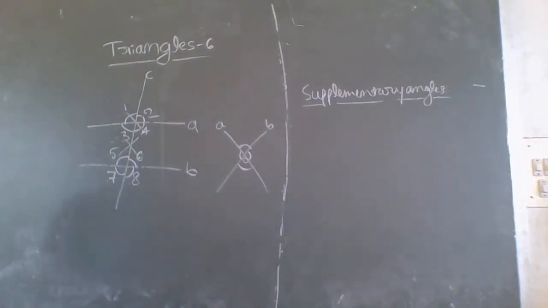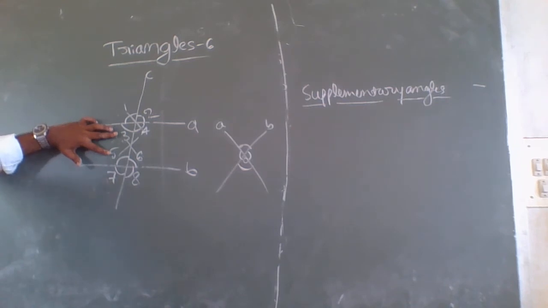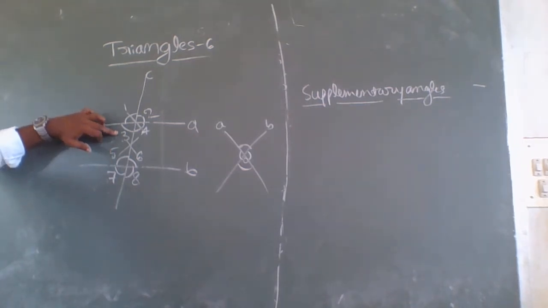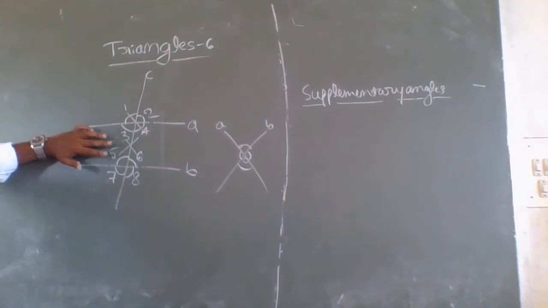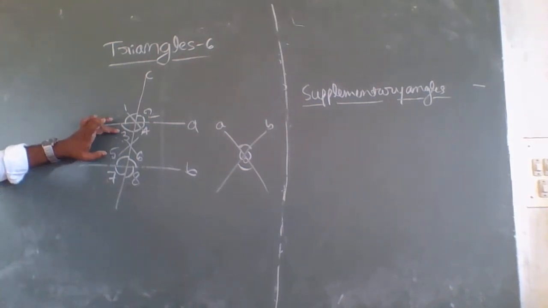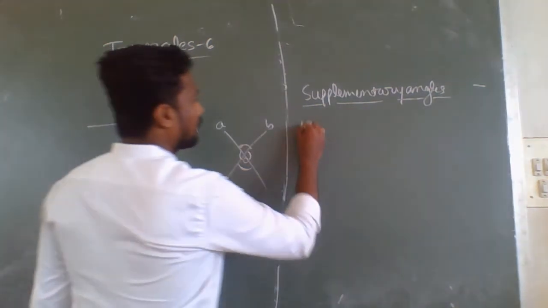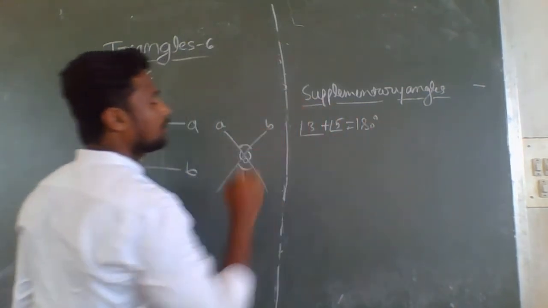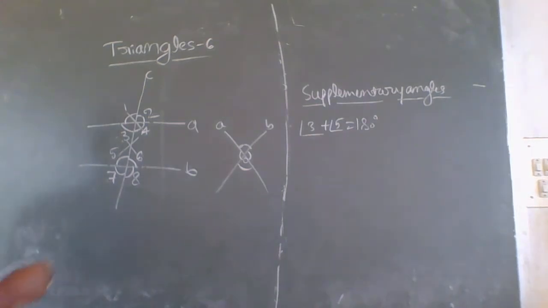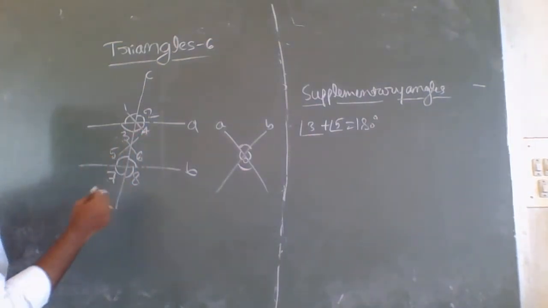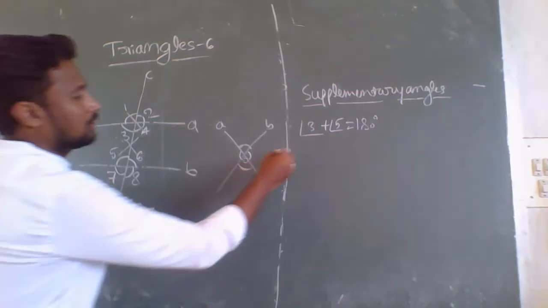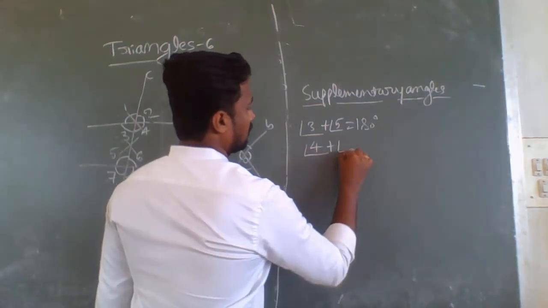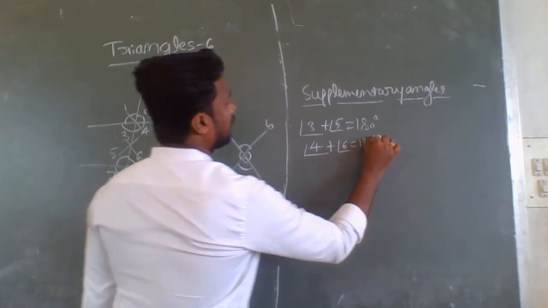Supplementary angles means here the sum of these two angles, these two interior angles on the same side, angle 3 and angle 5, always sums to 180 degrees. So here angle 3 plus angle 5 is equal to 180 degrees because these are supplementary angles. Like this only, angle 4 and angle 6 are on the same side and these are interior angles. Therefore angle 4 plus 6 is equal to 180 degrees only.